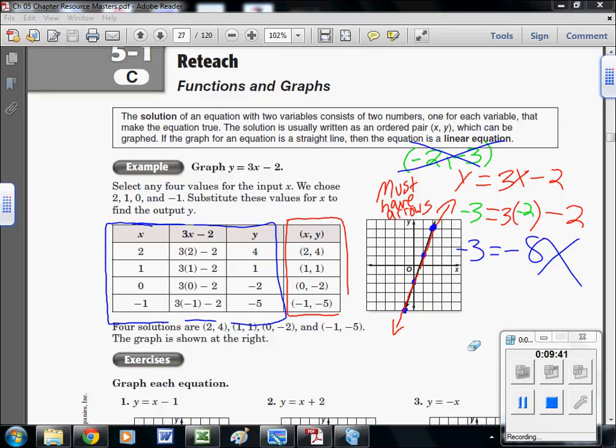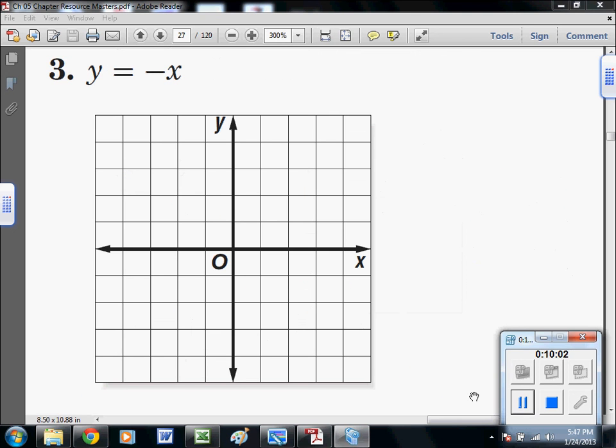So now, what I want you to know is solutions are just what makes it true. Solutions are an ordered pair. When you graph these, you make an input-output table, and then you put those inputs and outputs together as ordered pairs, and then graph them. Draw a line that goes through them, not to them, through them, and now you've graphed that equation. Let's try a few more examples.